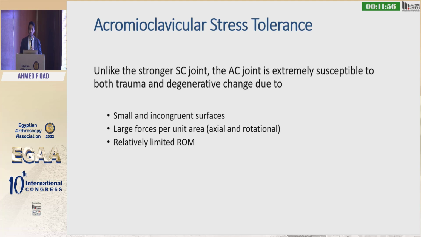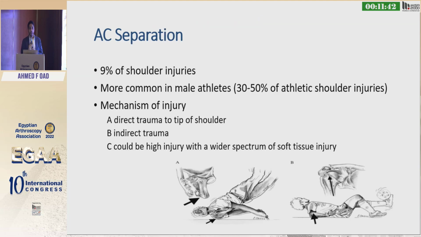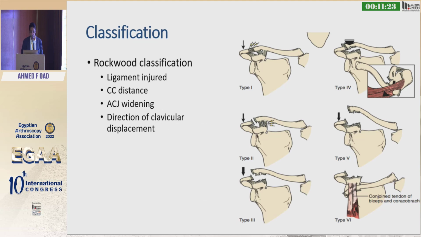The AC joint is not tolerant to stress, unlike the sternoclavicular joint, because of its small incongruent articular surfaces, as well as the large force per unit area and the relatively low range of motion available. AC separations can contribute to 9% of shoulder injuries. They're actually more common in male athletes with various modes of trauma. It could be a direct trauma or an indirect trauma, or can be as a part of a spectrum of soft tissue injuries which occurs with high energy trauma.